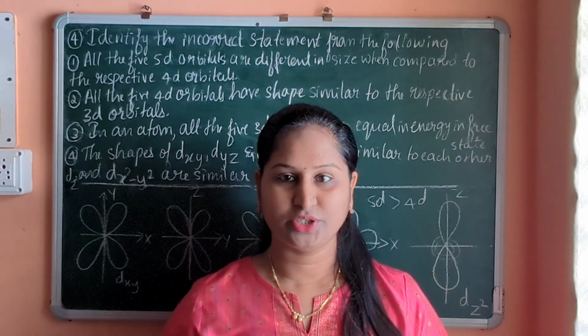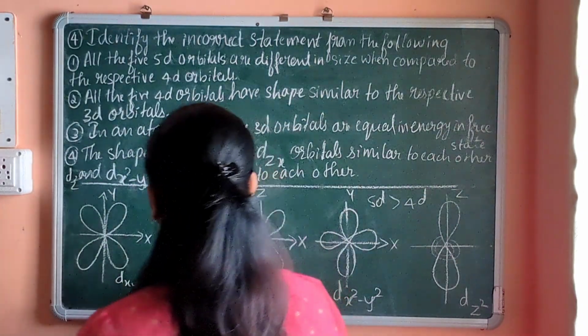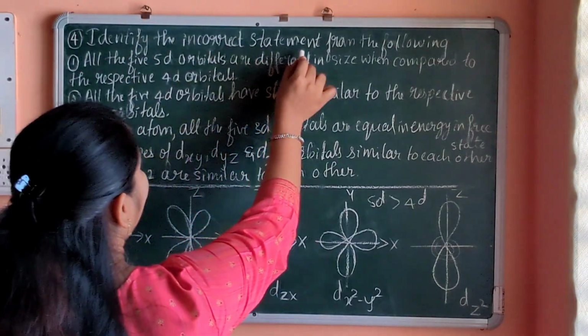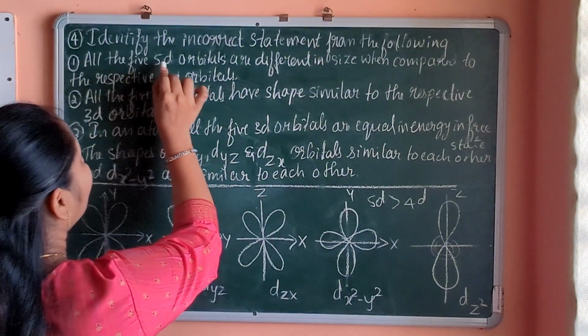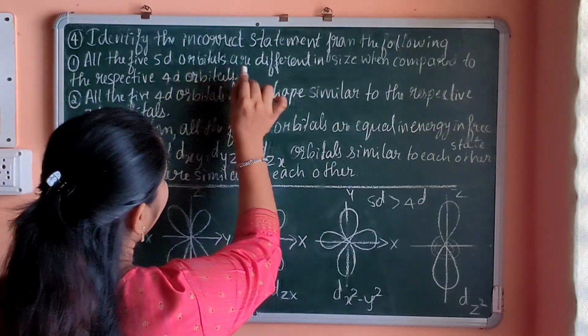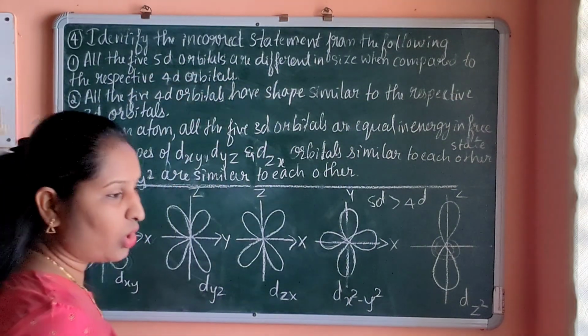This question is from NEET 2022. Let me read out this question. The question given is, identify the incorrect statement from the following. The first statement is that all the 5d orbitals are different in size when compared to the respective 4d orbitals.